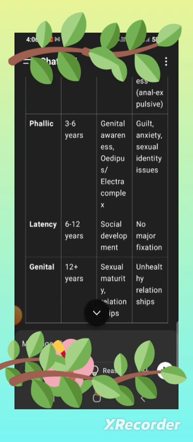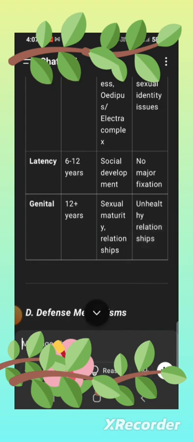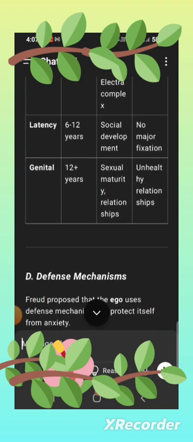Phallic stage, 3 to 6 years: genital awareness, Oedipus or Electra complex. Possible problems: guilt, anxiety, sexual identity issues. Latency, 6 to 12 years: social development, no major fixation. Genital stage, 12 plus years: sexual maturity and relationships. Possible problem: unhealthy relationships.